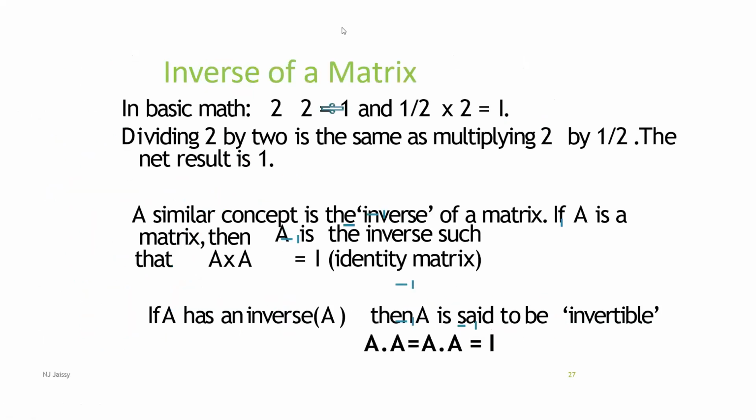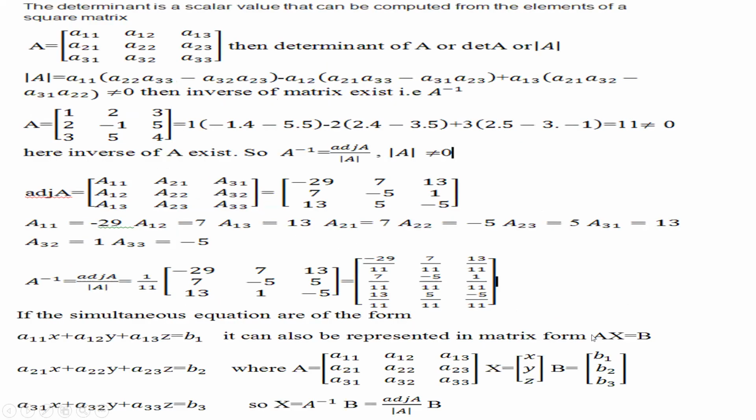If A has an inverse, then A is said to be invertible. And if a matrix does not have an inverse, then that matrix is called a singular matrix. So if it has got an inverse, it is said to be invertible. If it has not got any inverse matrix, then it is called a singular matrix. Here the determinant is a scalar.